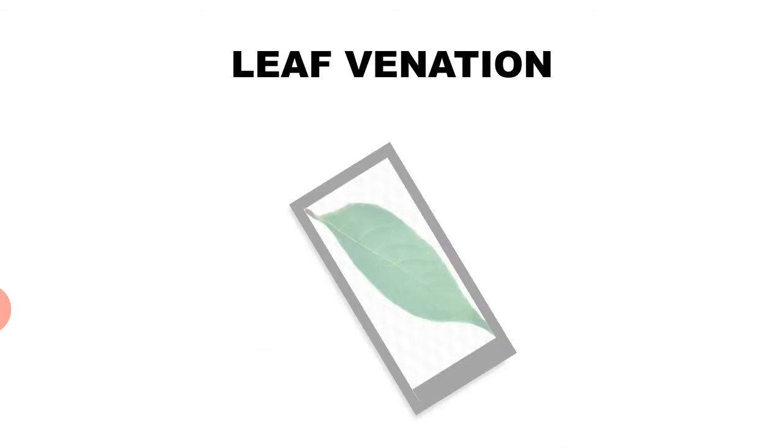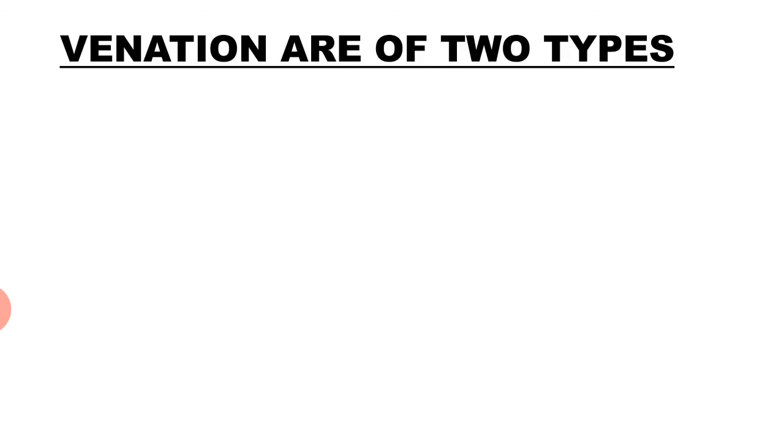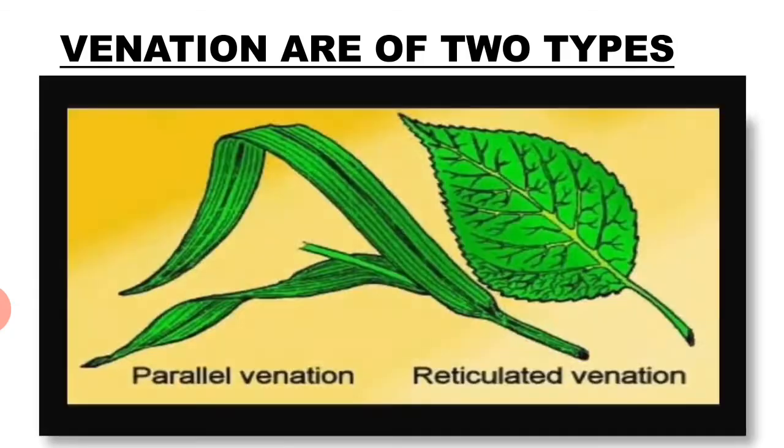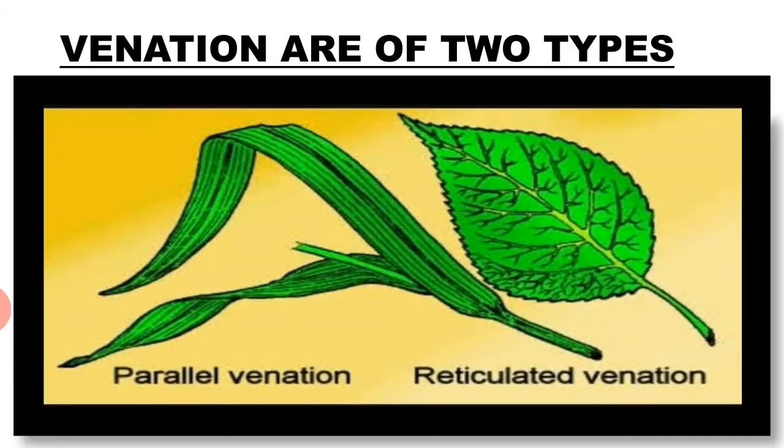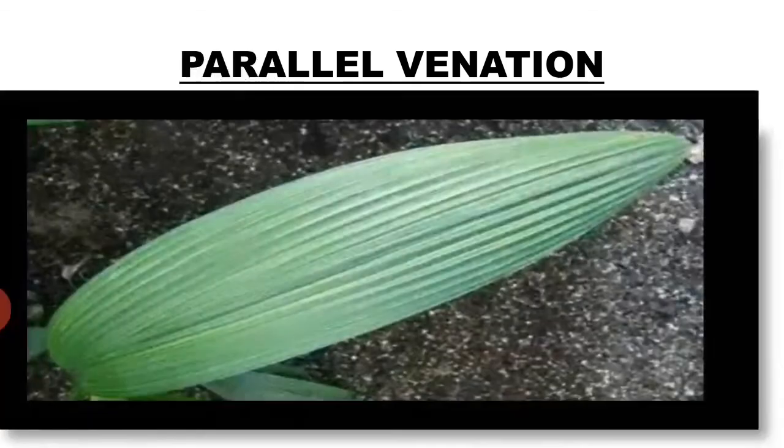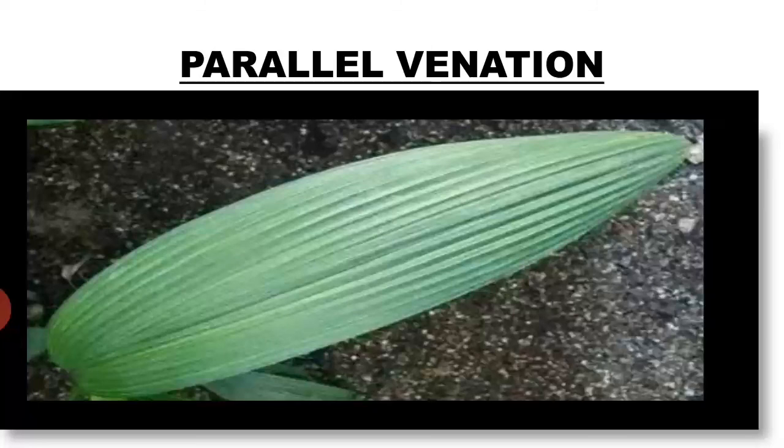Leaf venation is of two types. One is parallel venation and the other is reticulated venation. Now, what do you mean by parallel venation? Go to the garden and see different types of leaves, and you will find that where the veins are parallel to each other, it is called parallel venation. For example, if you look at grass, you will see parallel lines, so it is called parallel venation.